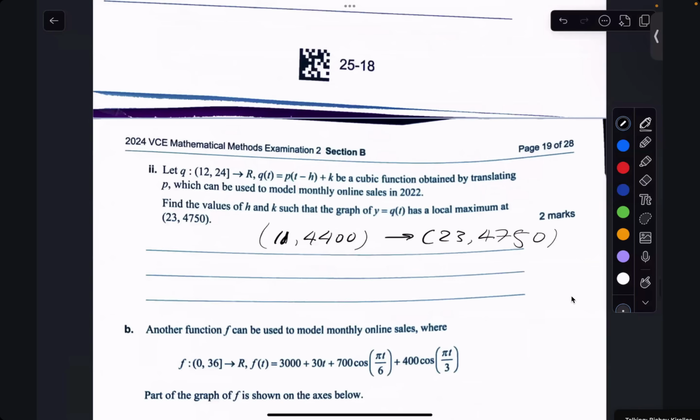Alright, so the translation, H is a horizontal translation to the right, and that's exactly what we want it to be. So that would be 12, and K is a vertical translation up, and that would be 350.